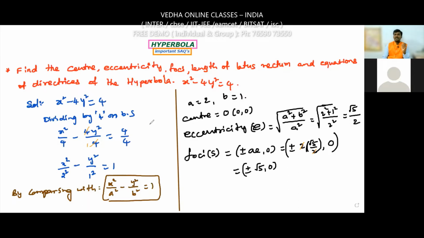Now, after that, what is he asking? Length of latus rectum. Length of latus rectum is equal to 2b square by a, this is the formula. 2 into b square, what is the b value? 1 square divided by a. a is 2. Here you can cancel this 2 and 2. What is remaining here? The final answer is 1 square, which is 1. That is the length of latus rectum.